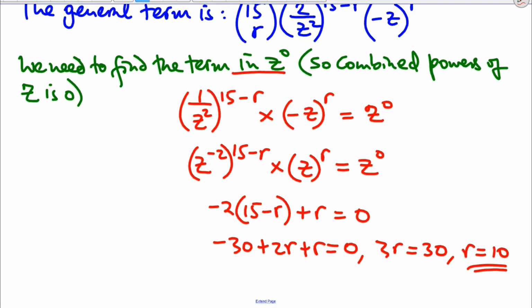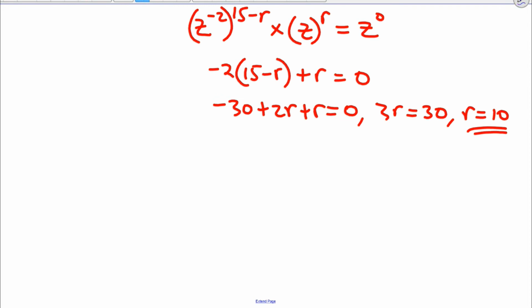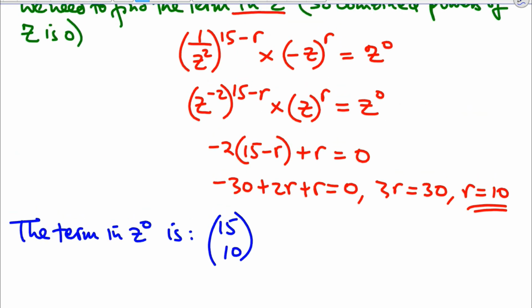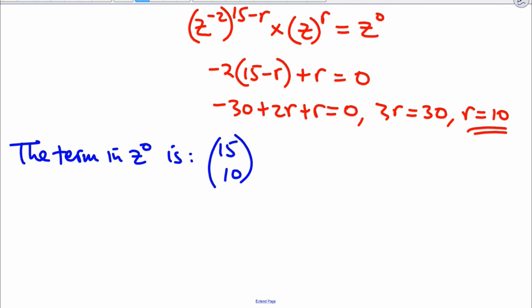So given that r is 10, we can now write down the term in z to power 0. The term in z to power 0 is 15 choose 10, and this is from the general term above. So this will be 15 choose 10, (2/z²) to power 15 minus 10, multiplied by (−z) to power 10.